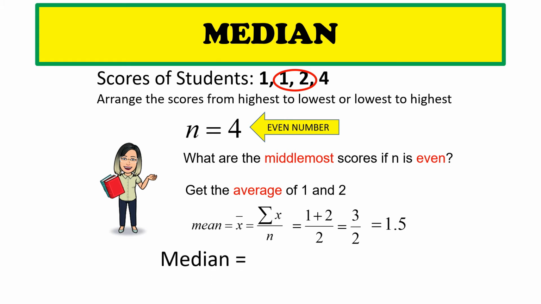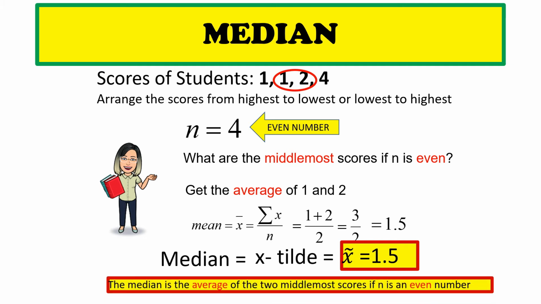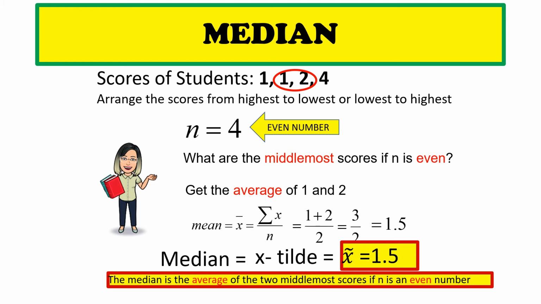So we have our median, which is represented as x tilde. X tilde is an x with the symbol of a tilde. So our median is 1 and 5/10. So the median is the average of the two middlemost scores if n is an even number. Do not forget that the median is the average of the two middlemost scores if n is an even number.